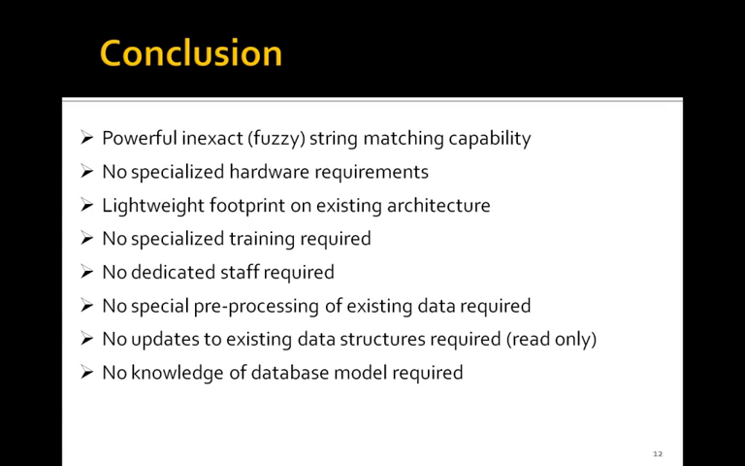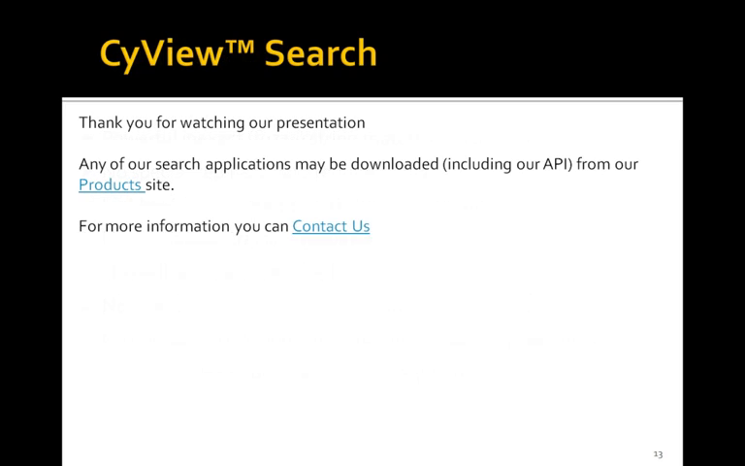Conclusion: CyView's powerful inexact fuzzy string matching capability requires no specialized hardware, has a lightweight footprint, no specialized retraining is required, there is no dedicated staff, special pre-processing of existing data is not required, no updates to the existing data is required. No knowledge of the database model is required to perform inexact CyView searches.